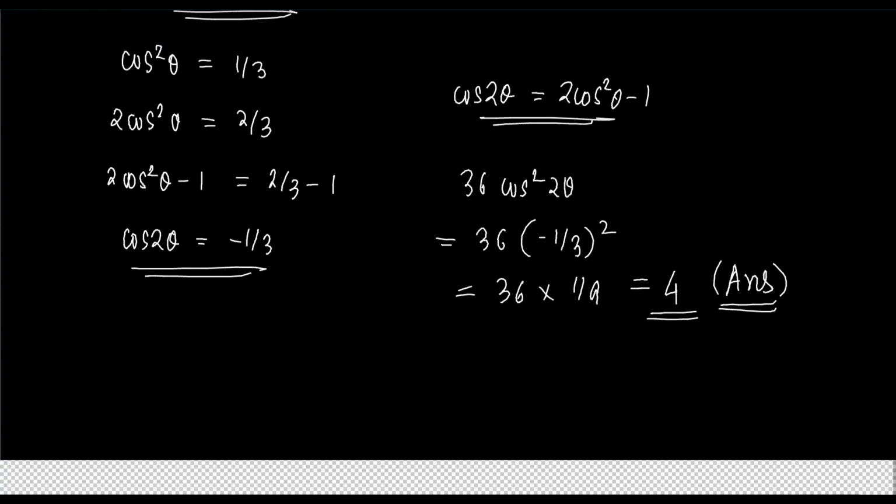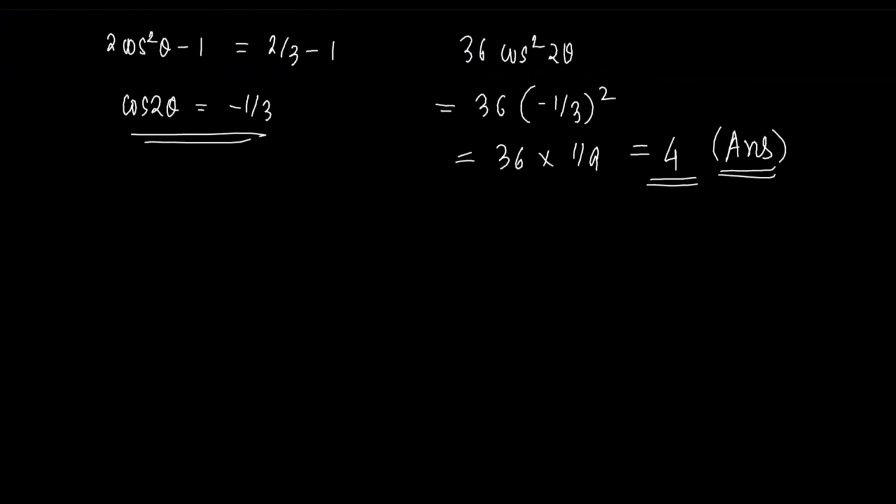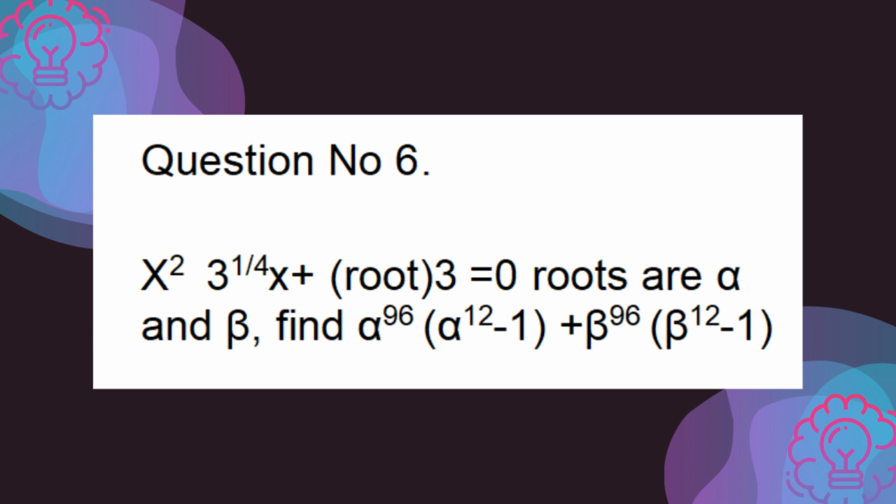Okay. Now we come to the next question. It is given that x squared plus 3 to the power 1 by 4 x plus root 3 is equal to 0, whose roots are alpha and beta. We have to find alpha to the power 96 into alpha to the power 12 minus 1 plus beta to the power 96 plus beta to the power 12 minus 1. Okay, so this is a tricky question. You can understand that this is the sixth question.